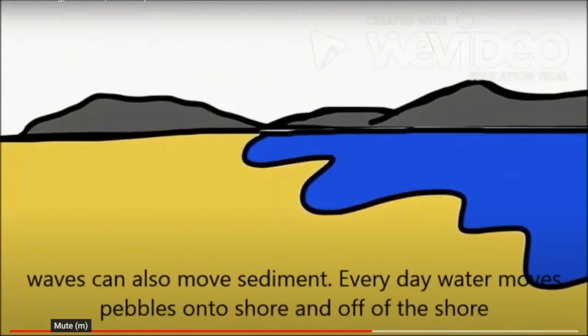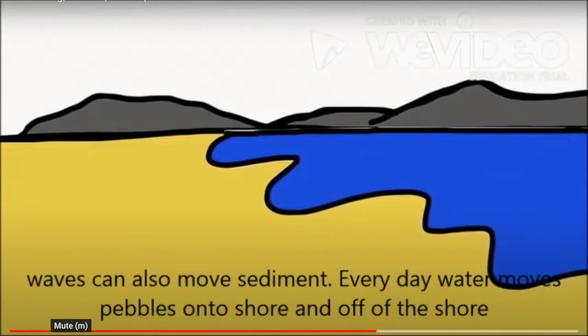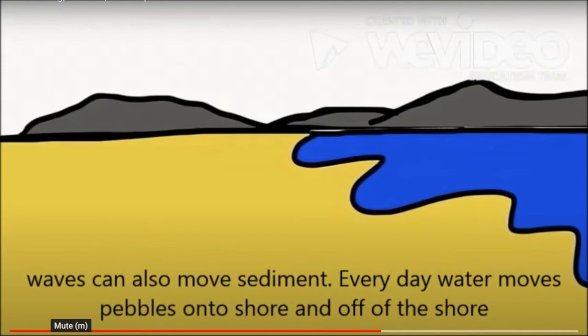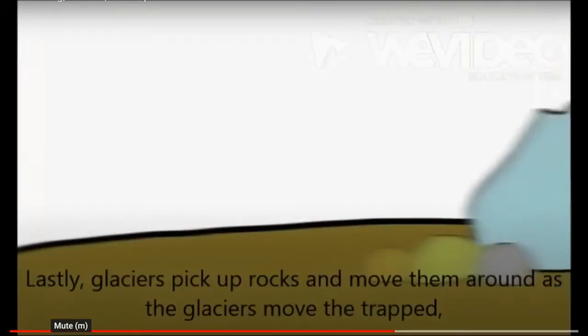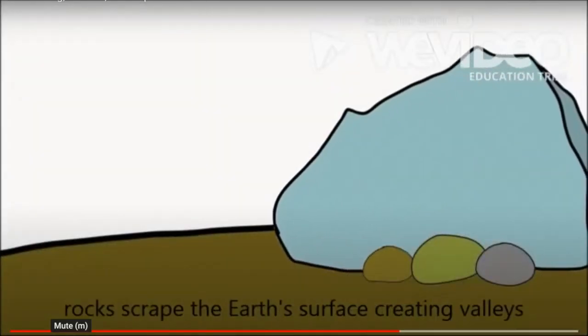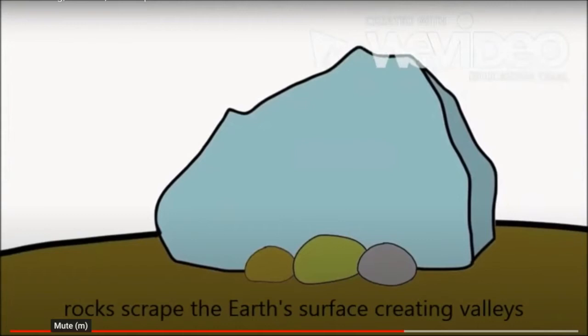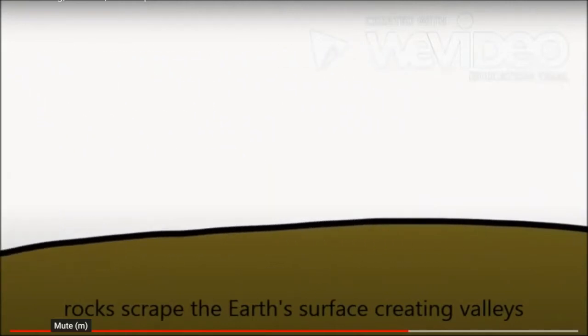Waves can also move sediments. Every day, water moves pebbles onto shore and off the shore. Lastly, glaciers pick up rocks and move them around. As the glaciers move, the trapped rocks scrape the Earth's surface, creating valleys.